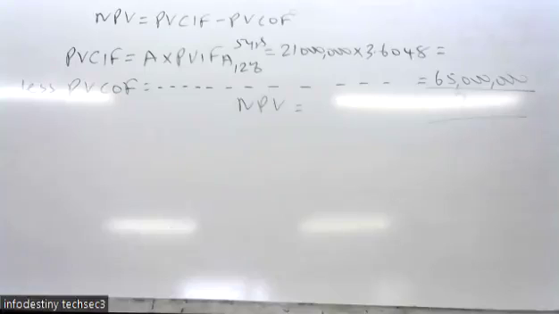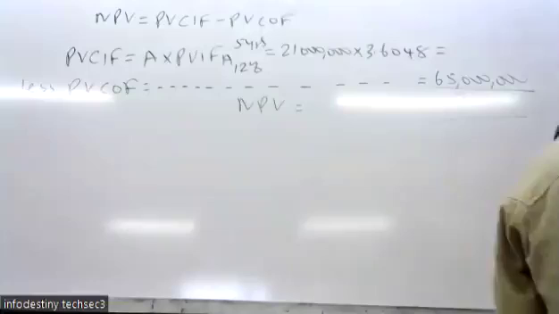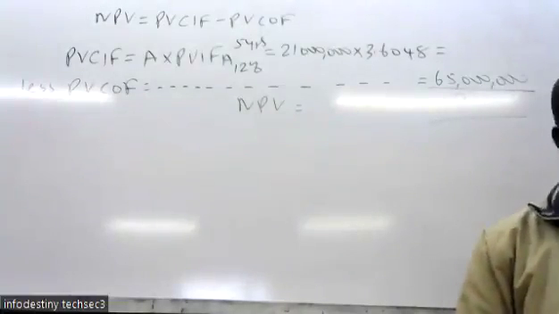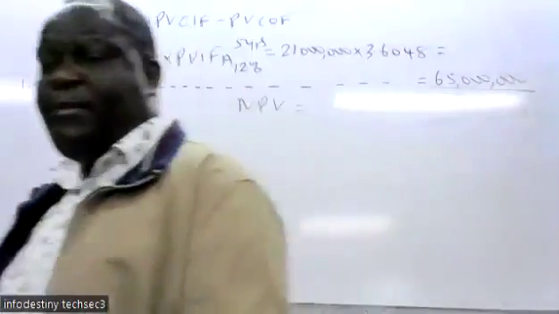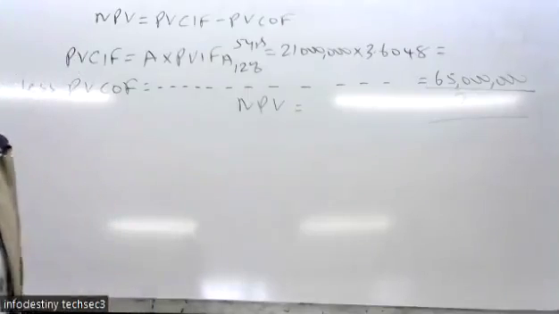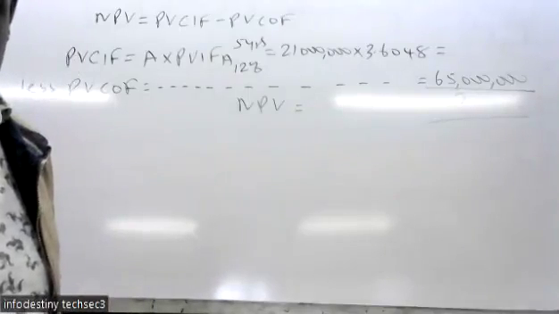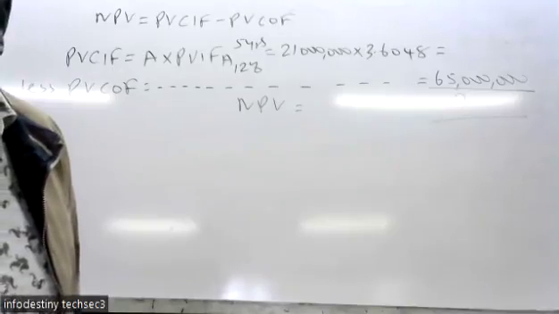So now we get the rates. Is it positive or negative? If it is positive, you advise them to accept the project. Accept the project because the NPV is positive. You accept the project because the NPV is positive.